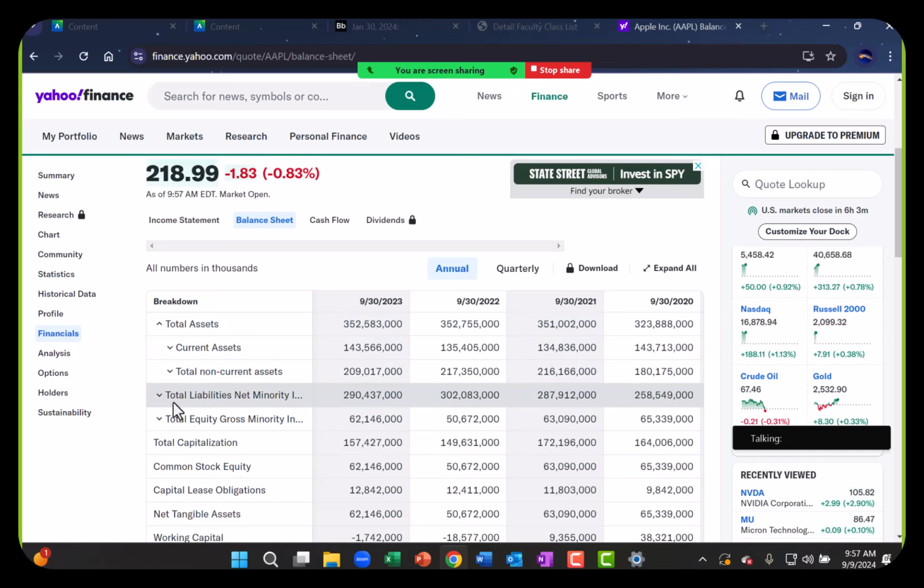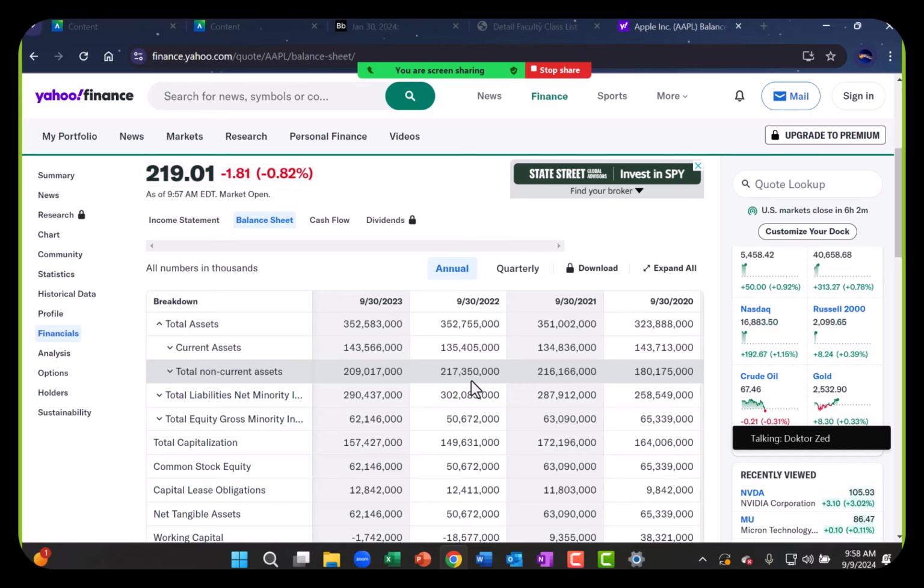Total non-current assets, which is another name for net fixed assets, from end of September 22 to 23, it actually decreased by how much? About $8.3 billion. I don't have to calculate the next one.